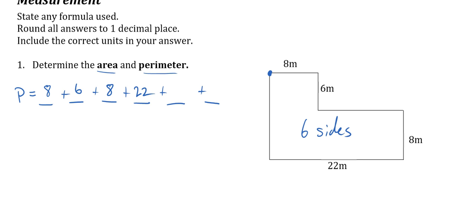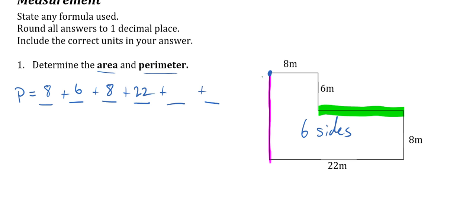So now here's where we become a detective, and we have to try to figure out what the other 2 sides are. So I can see that the 2 sides that are missing are this side and this side. Those are the 2 lengths that I'm not given. And so we'll do them one at a time. We'll do this pink side first.